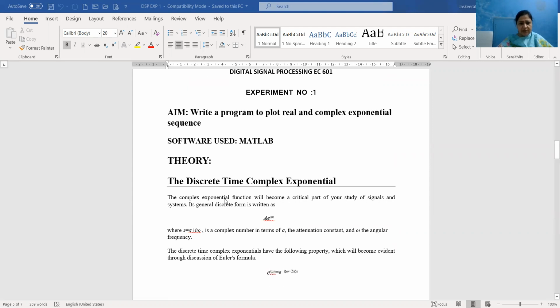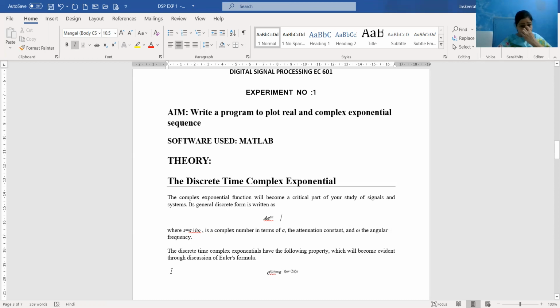Now coming to the discrete time complex exponential, any discrete time complex exponential is represented by, say, capital A e raised to power a n. Here a, or we can use s also, where s is a complex number. S can be represented by sigma plus j omega. It is a complex number where sigma is the attenuation constant and omega is the angular frequency.